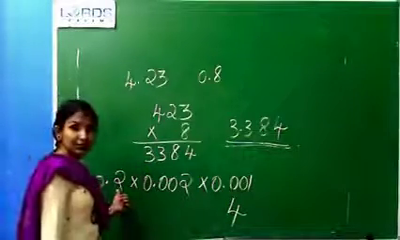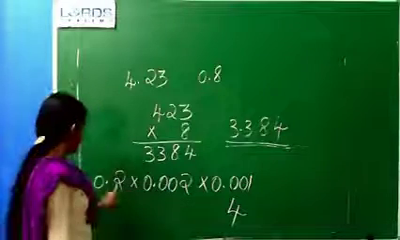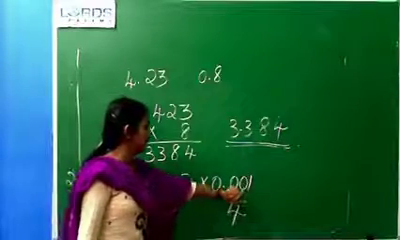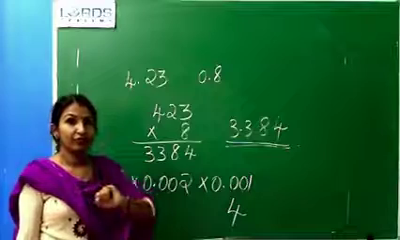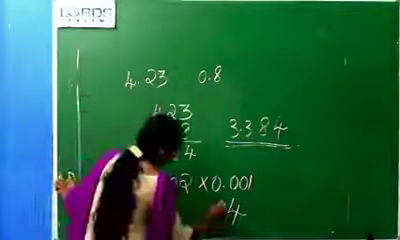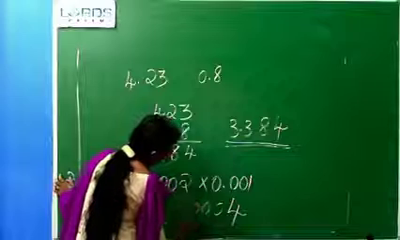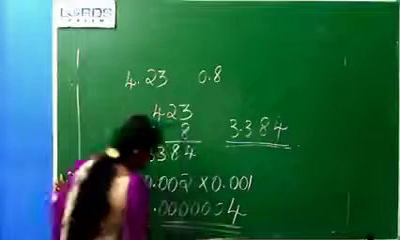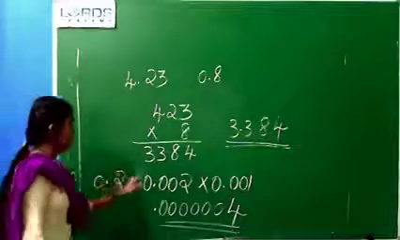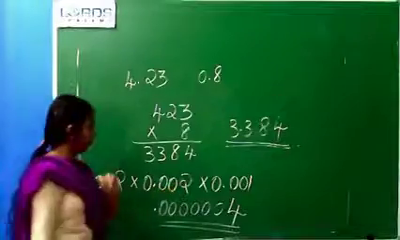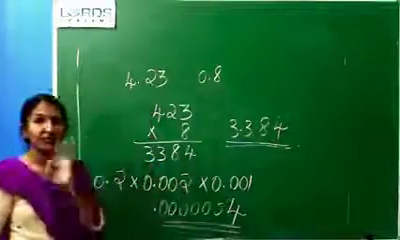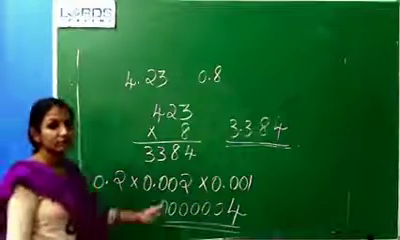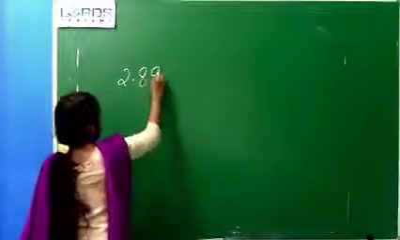Now after the decimal, how many places? 1, 2, 3, 4, 5, 6, 7. After the point 7. And then point. Here 1, here 3. So 3 plus 1, 4. After that 3, 4 plus 3, 7. There was only one 4. So we added the zeros.